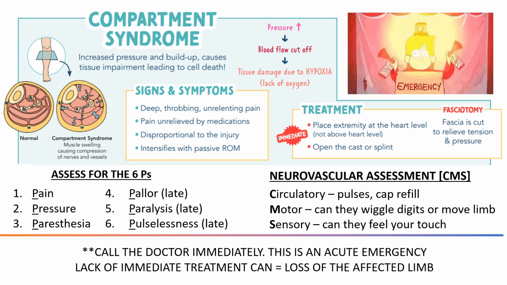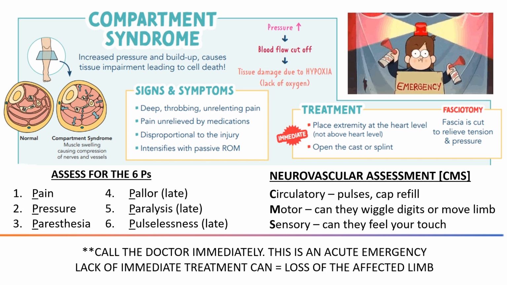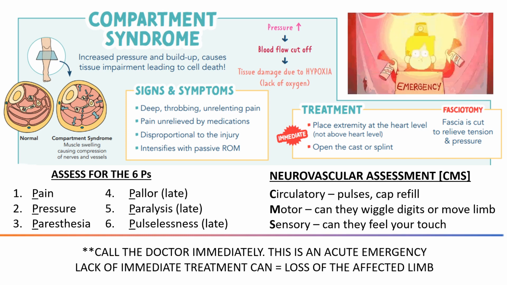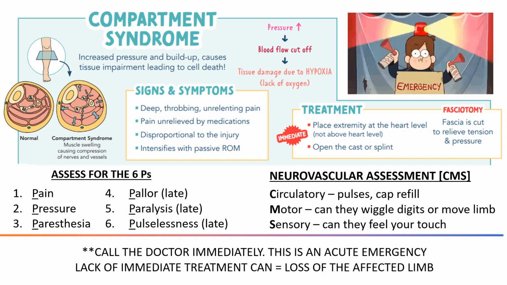The most common symptoms of compartment syndrome are the 6 P's: pain at rest, along with pressure, paresthesia. Then the 3 late P's, or late symptoms, are pallor, paralysis, and pulselessness. The patients may complain that their cast feels like it's getting really, really tight. They complain of pain out of proportion to the injury, and they may complain of numbness.